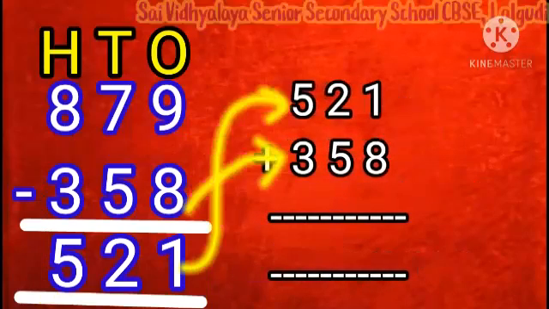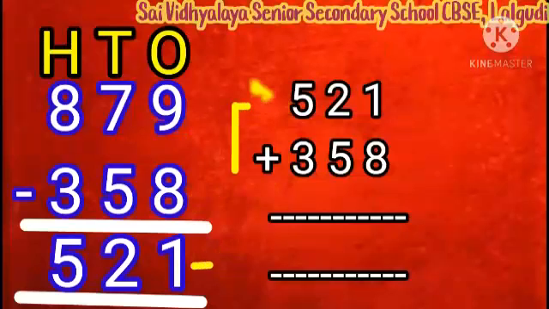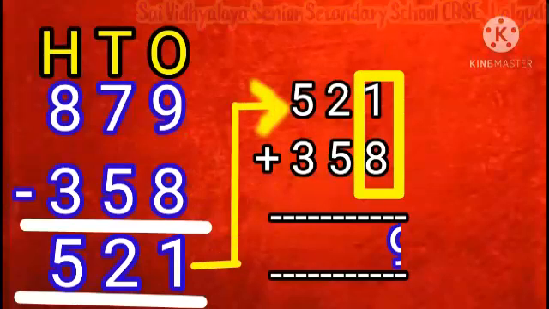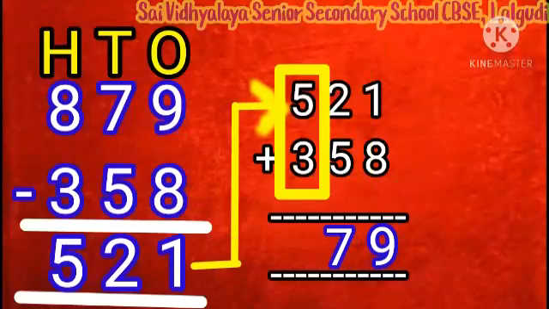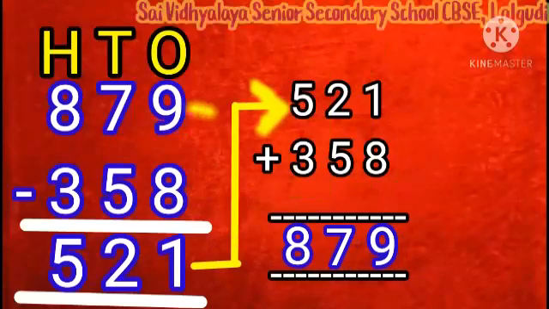521 plus 358. Let's add these. 8 plus 1, 9. 5 plus 2, 7. 3 plus 5, 8. Now the answer is 879. Next example.